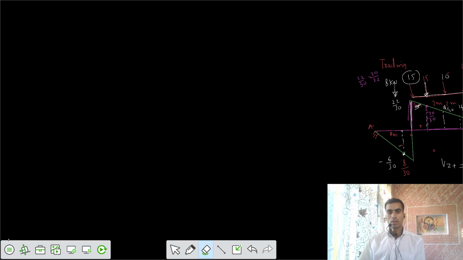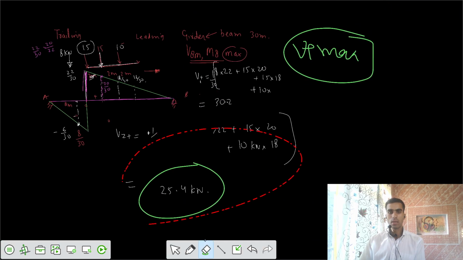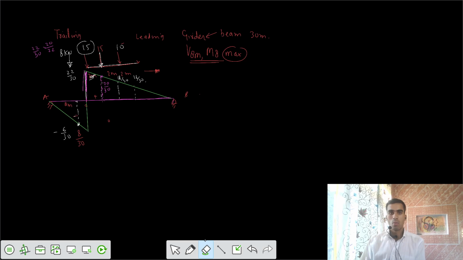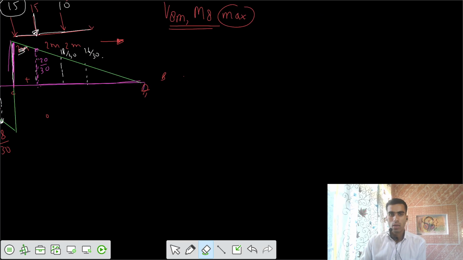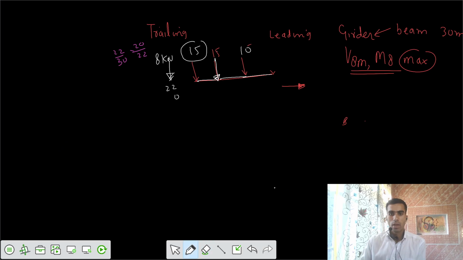Okay, then now we are going for the moment at C. Now, can you draw the moment at C diagram? We have the total length of 30 meter, A, B. Can you draw the moment at C ILD?